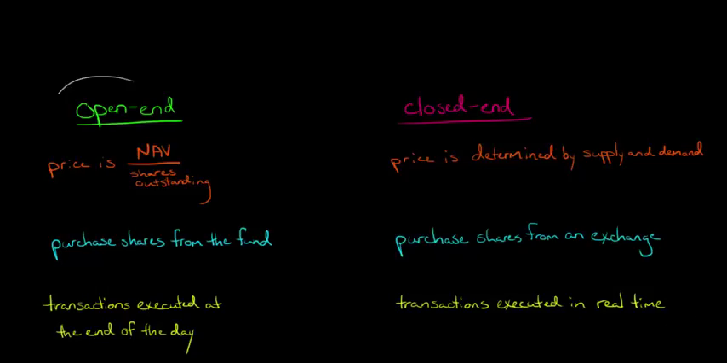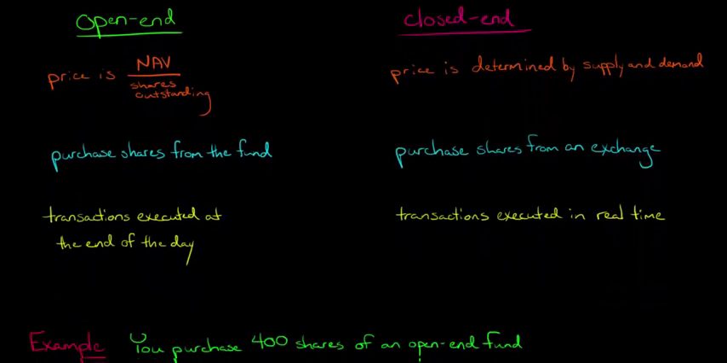With an open-end fund, all the transactions are going to take place at the end of the day. So you tell the mutual fund, hey, I would like to buy 400 shares of your mutual fund. And they say, okay, at the end of the day, they're going to calculate the price by taking the net asset value of the fund, dividing it by the number of shares outstanding. That's going to be the price, and then you're going to get the 400 shares at that price. If you don't know what net asset value is, check out the other video that we have on that.